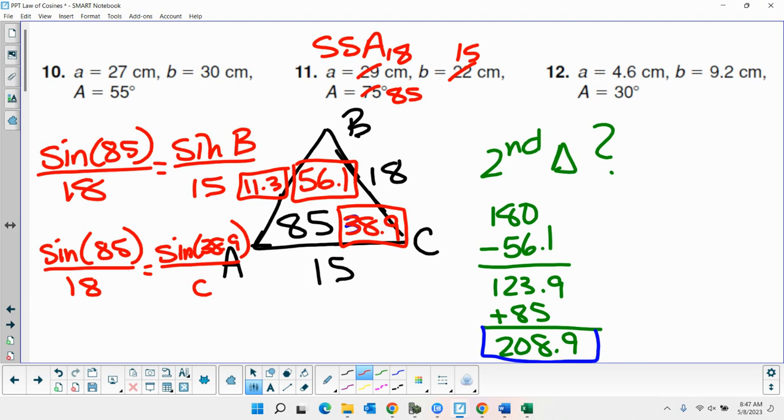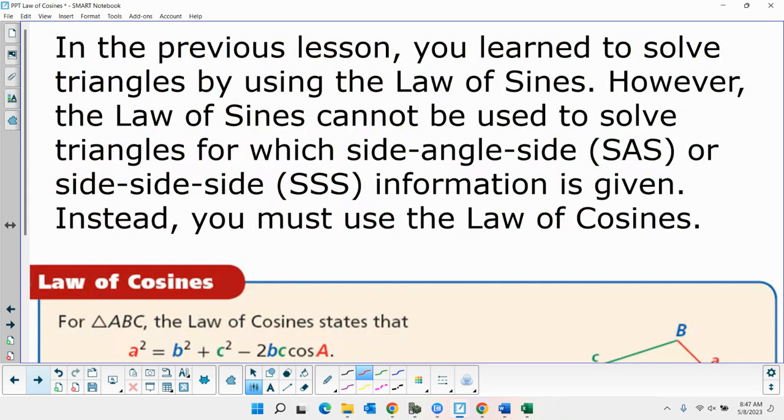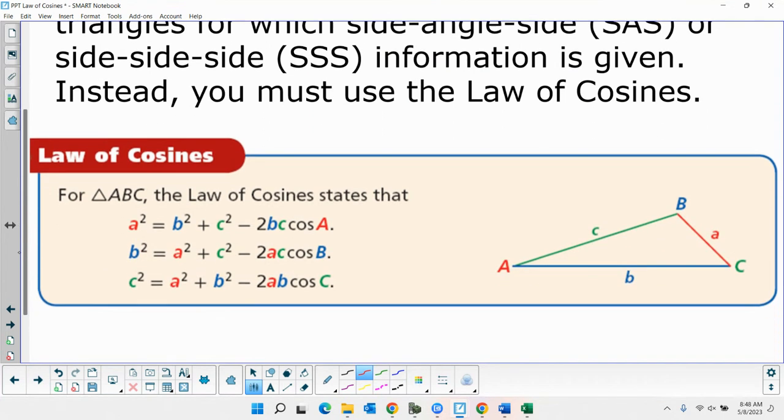Questions on any others from the worksheet? Okay. Caleb? Today, we're going to do law of cosines. All right? So, in the previous lesson, you learned how to solve triangles using the law of sines. However, the law of sines cannot be used to solve triangles for which side angle side or side side side information is given. Instead, you must use law of cosines. So here they are, write them down.